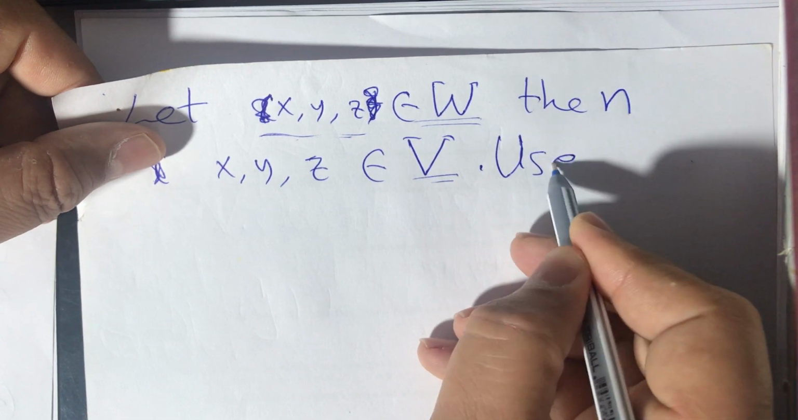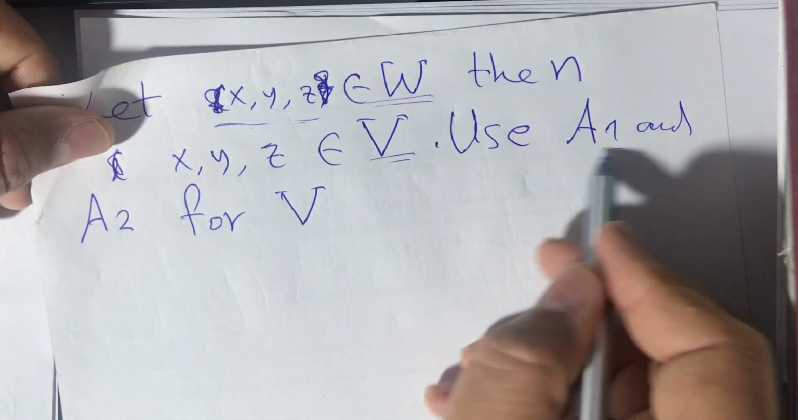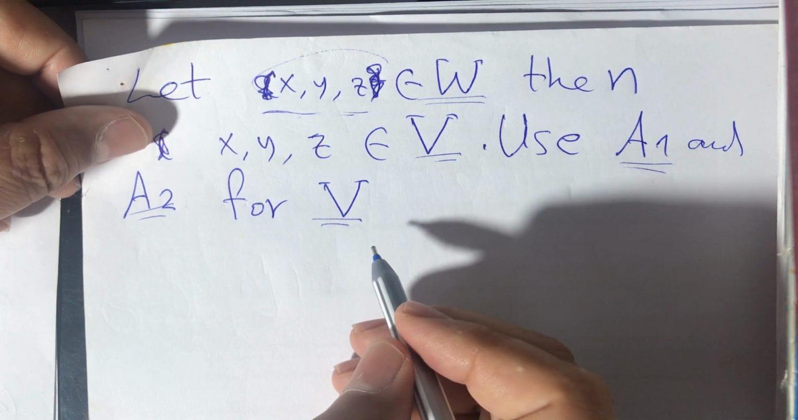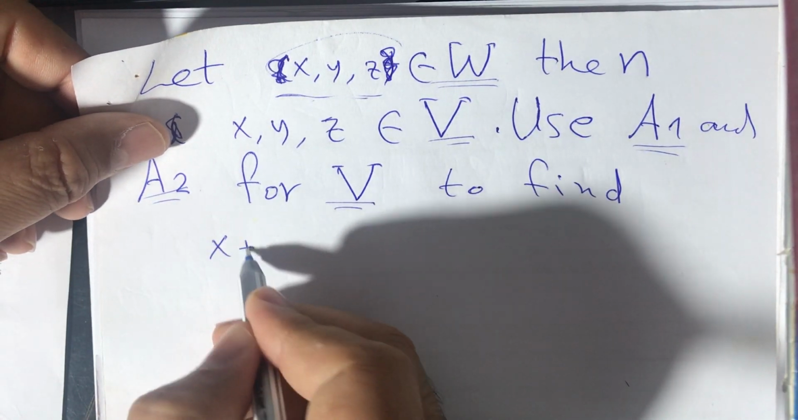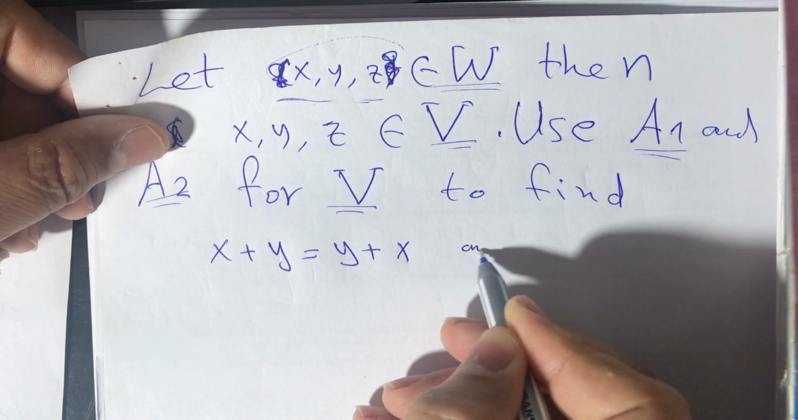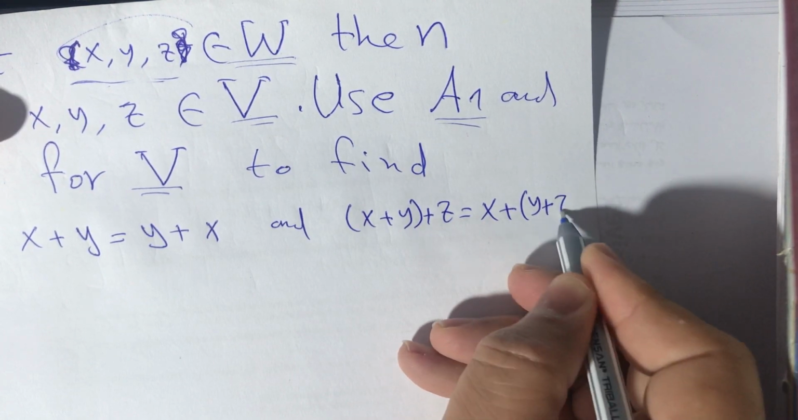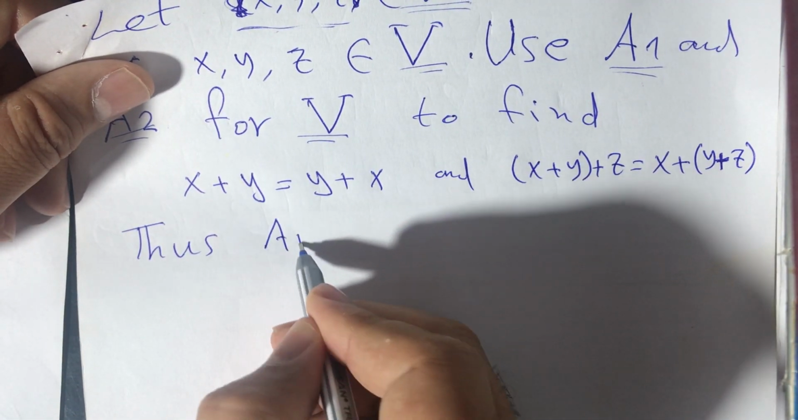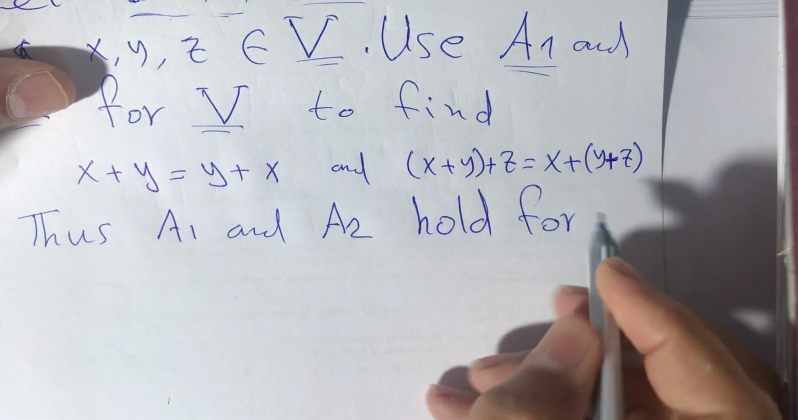Now use A1 and A2 for V. You will use A1 and A2 for V, not for W. And take this in W and this of course in V. So we find X plus Y is equal to Y plus X, and X plus Y plus Z is equal to X plus Y plus Z. Thus, A1 and A2 hold for W.